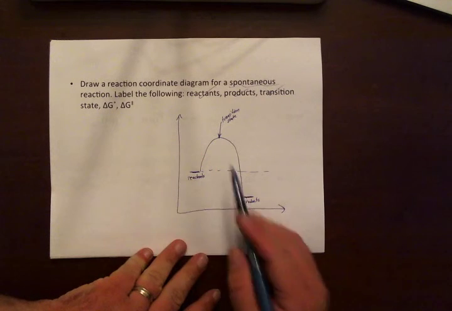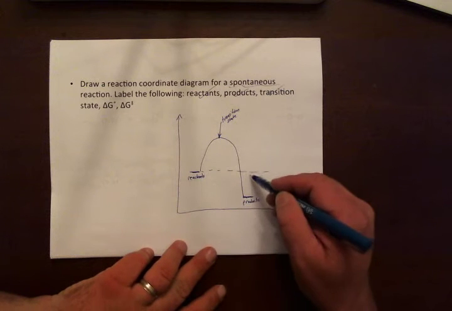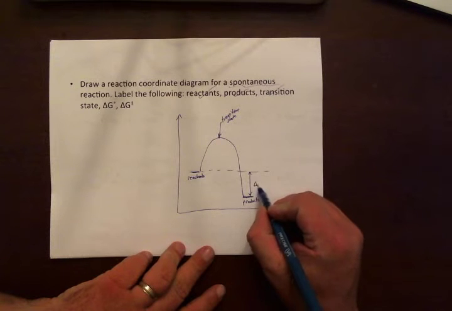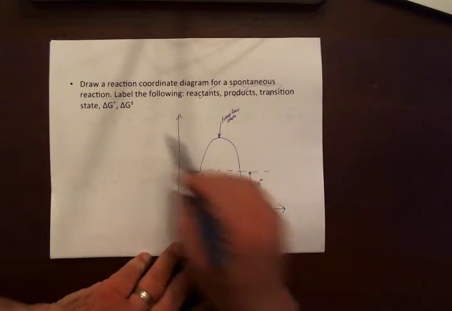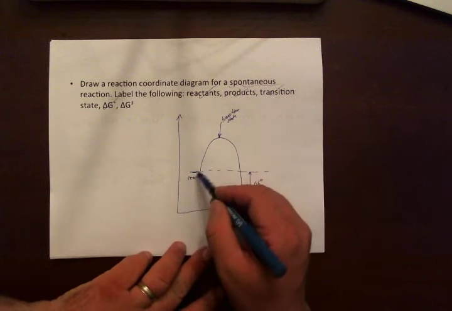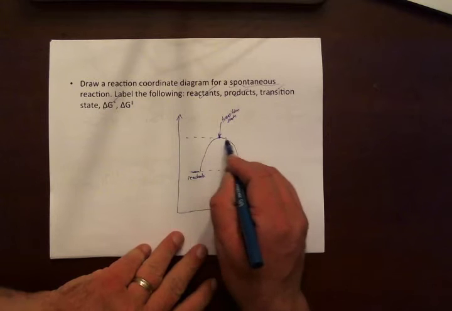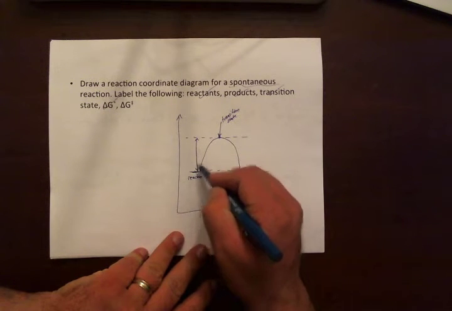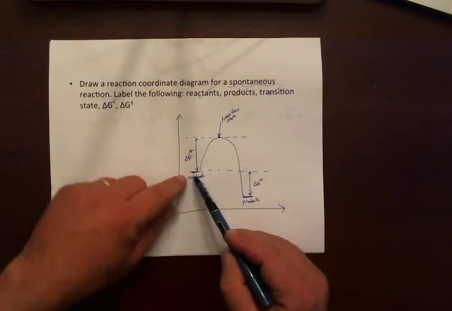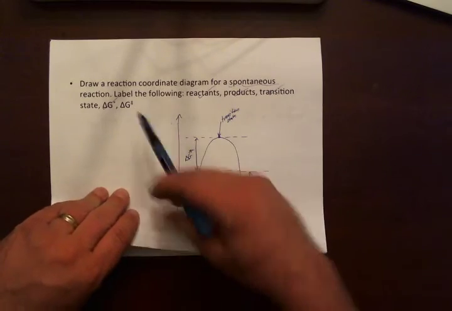Now the delta G's are always relative to where you started from. So the delta G to the products, that's this delta G0, relative to the reactants. Now this one here is the activation energy, from where you started to the highest peak. That is this here, delta G dagger. The delta G's are always relative to here. And there you go. So we got that.